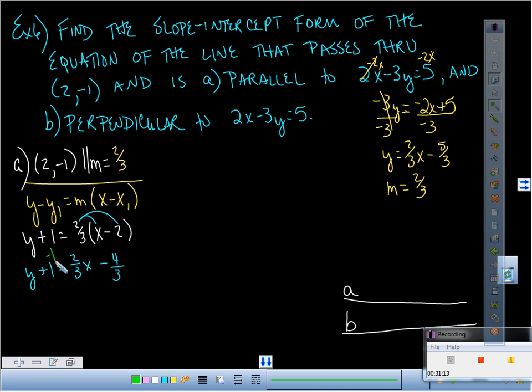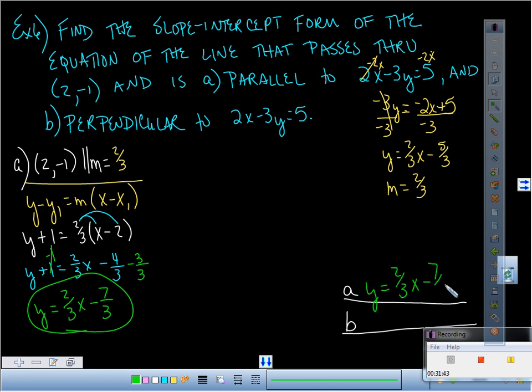Now, when we collect, I'm going to subtract 1, but watch what I'm going to do over here. Over here, I'm going to write it as what? 3/3. I'm going to get that common denominator. This goes away, and y is equal to 2/3 x minus, and 1/3 of the class last period got the wrong answer right here. It is negative 7/3. Okay? So that's my first answer. That goes in A. y is equal to 2/3 x minus 7/3.